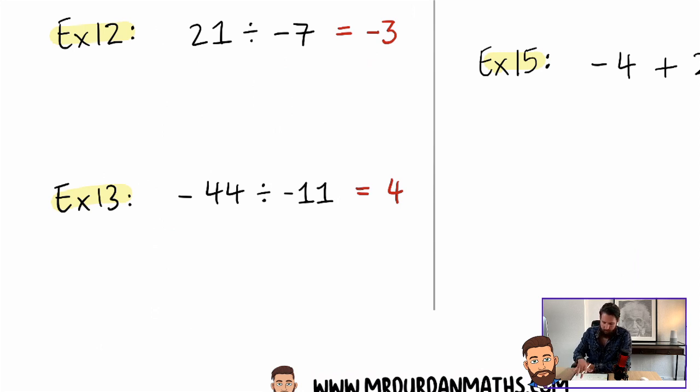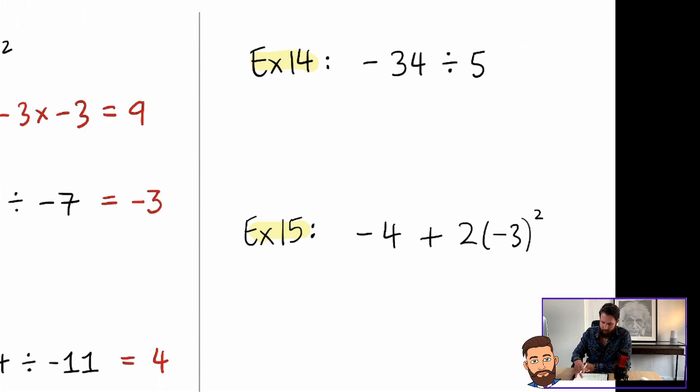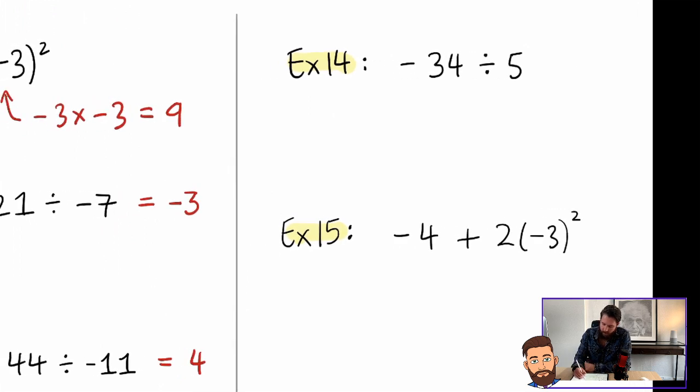Example 14. Minus 34 divided by 5. So here, if we ignore the signs, we've got 34 divided by 5. Now, you might be thinking, 5 does not go into 34. It goes into 35, but not 34. Well, what I want you to get really confident with is we can leave that as a fraction.